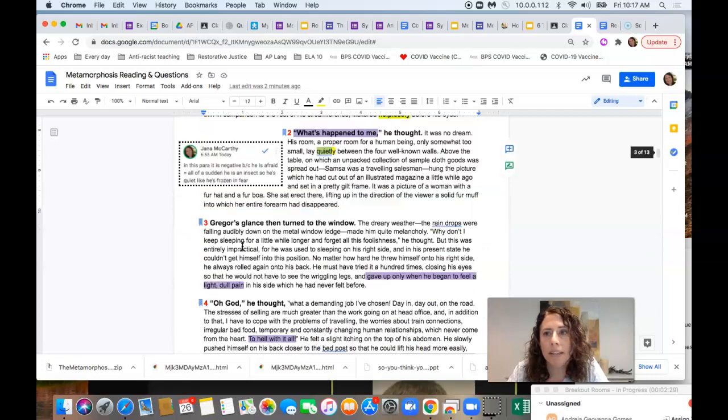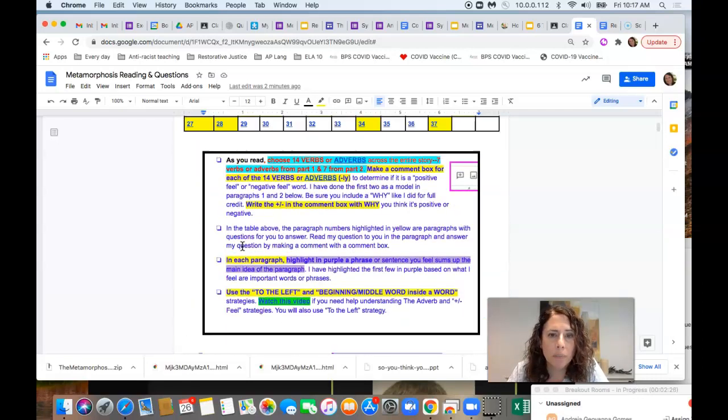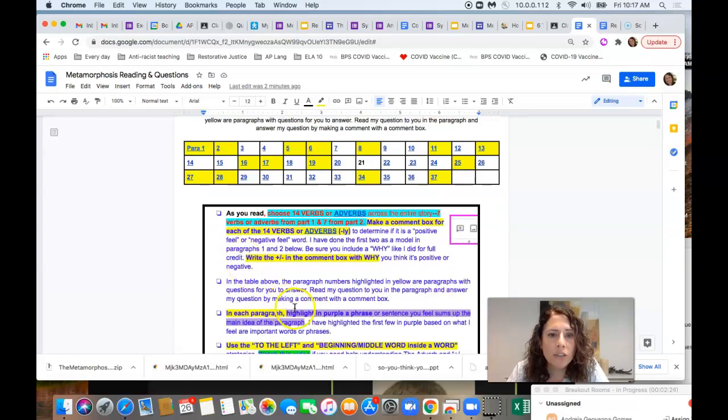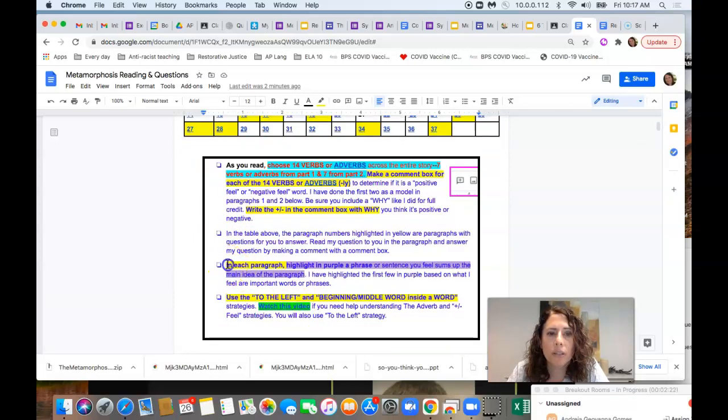Highlight it, comment it on the box, negative or positive feel. The next thing that you're doing is this third box right here up on top in the directions box. You're going to highlight in purple a phrase or sentence that you feel sums up the main idea of each paragraph.